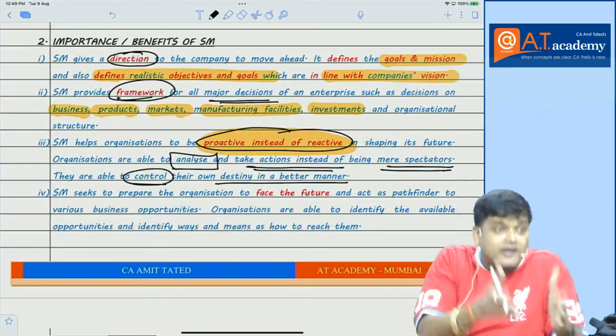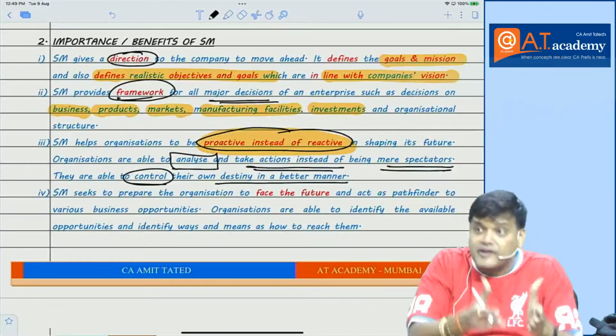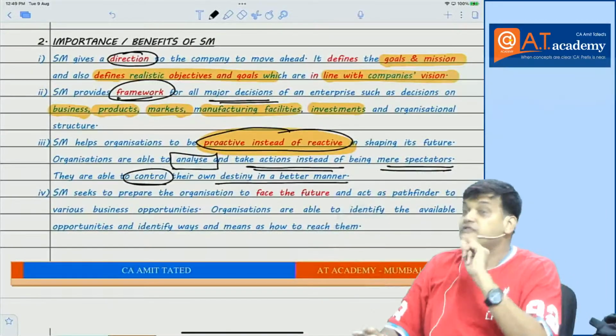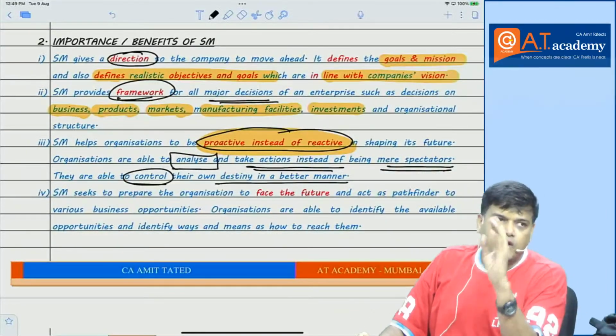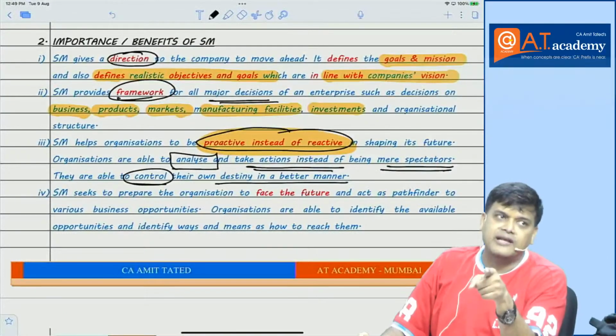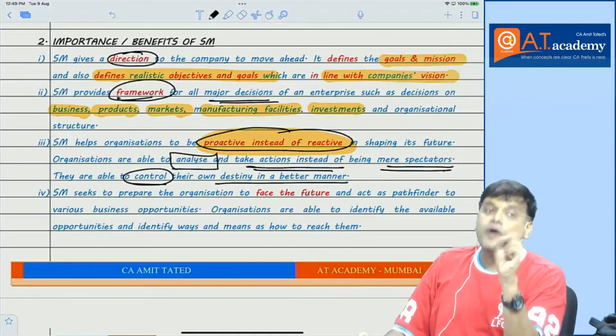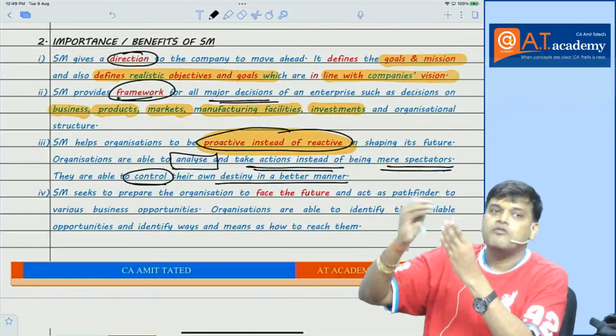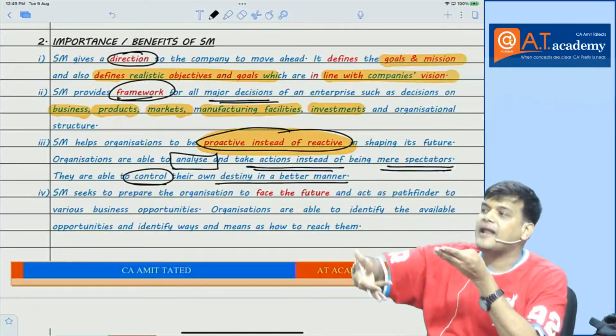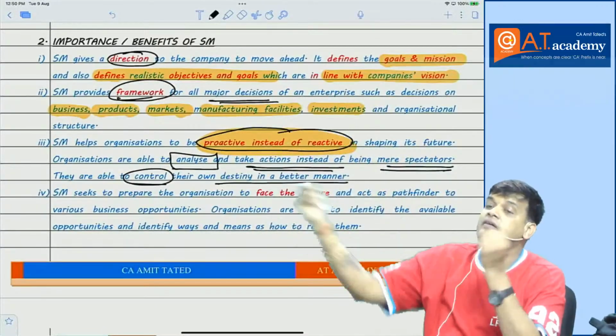It will help you to identify the available resources. It will go ahead with the point of facing the future. What is the difference between the third and the fourth? Let me give you a clear idea. The third was proactive, that is, you go after planning. In the fourth point, you don't only focus on planning, you also focus on facing the future.